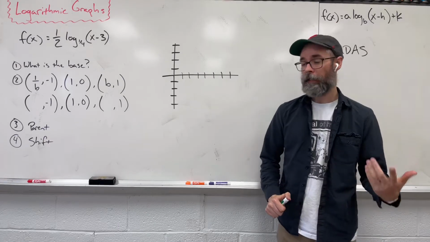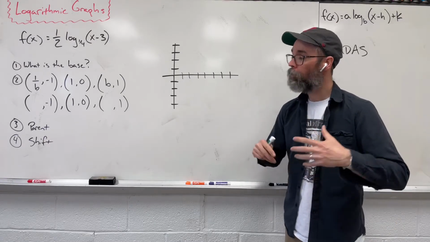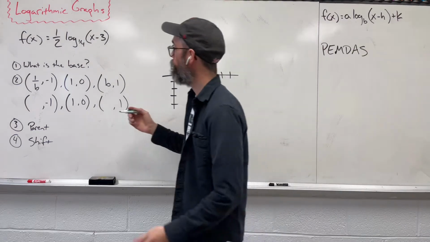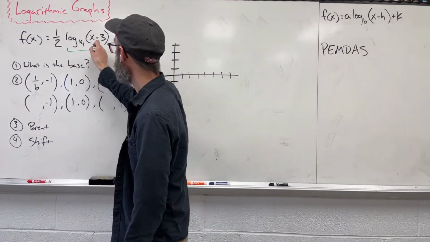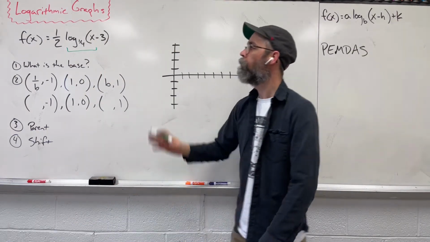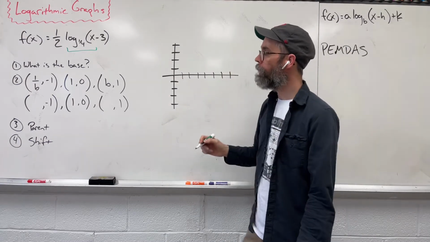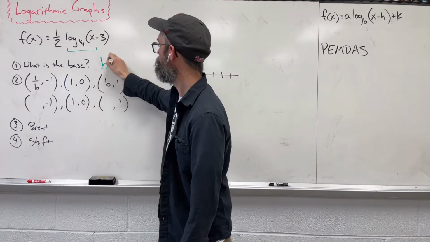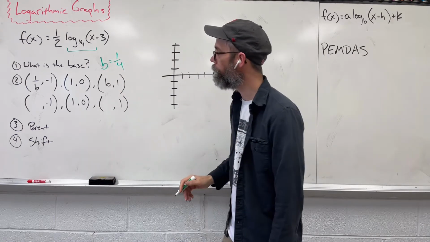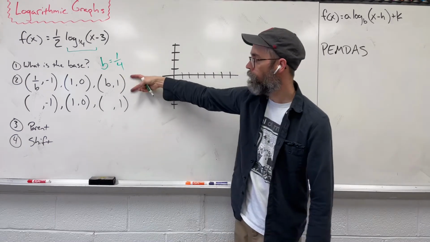Hi, we're going to take a look at logarithmic graphs. So let's look at the basic form, or the parent form, of all that. What that means is just that chunk right there. We'll deal with the 1/2, we'll deal with that 3 later. So number one, what is my base? My base in this case is that fraction 1/4. Okay, cool. Moving on to the second step.